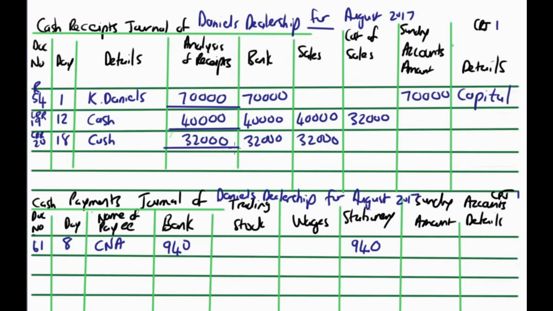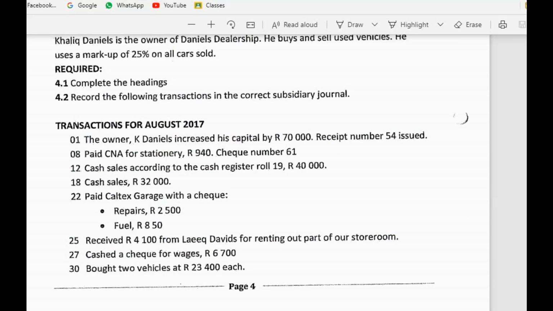And then our cost of sales, once again, grab your calculators and you say 32,000 multiplied by 100 divided by 125. It gives us cost of sales of 25,600 Rand.